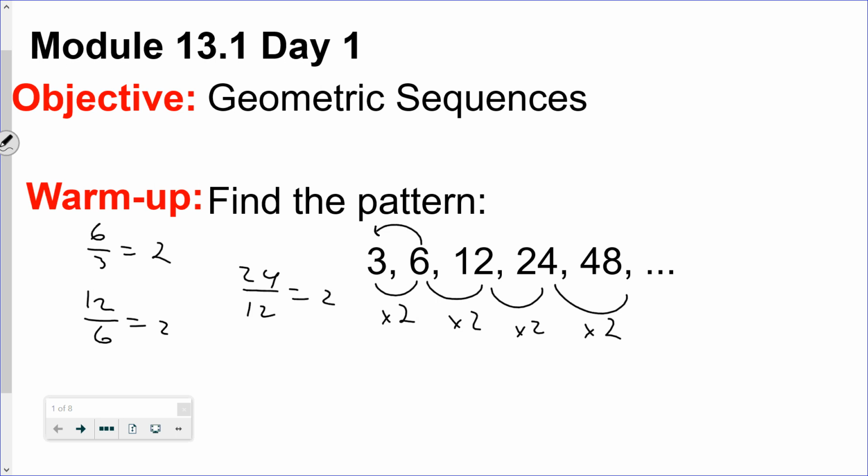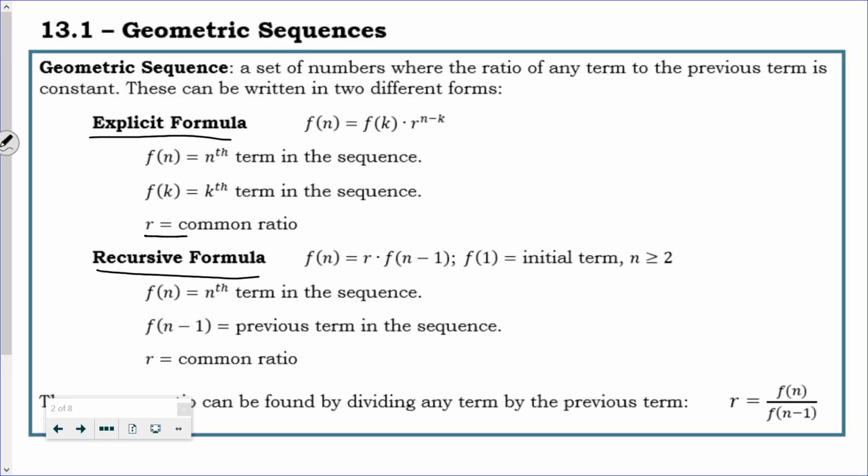You take one number and divide it by the number right before it, it should always give you the same number. Or in other words, you multiply by that number to go to the next term. And that number is called the common ratio. That's your r that you multiply a term by to go to the next number in that sequence. So an explicit formula, like the name says, is a formula to give you the explicit term of any number in that sequence.